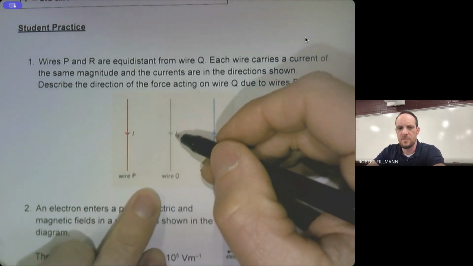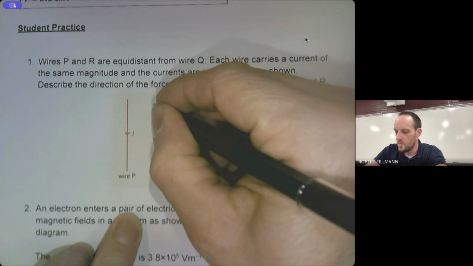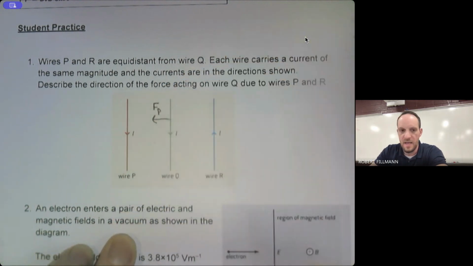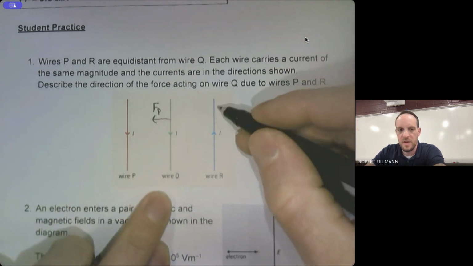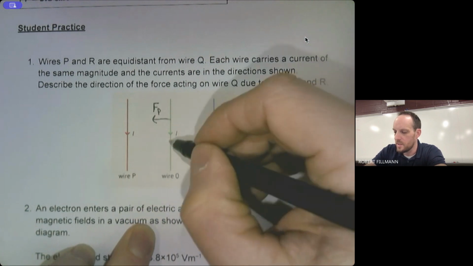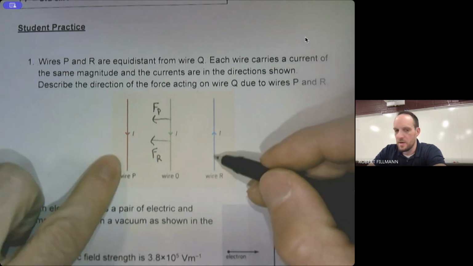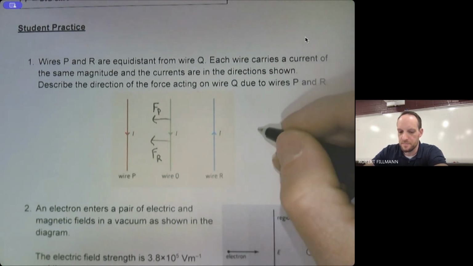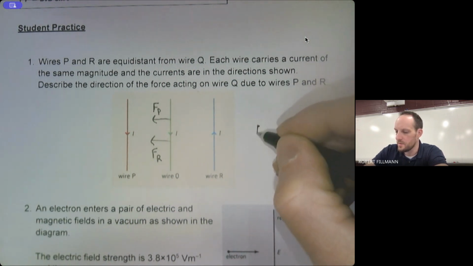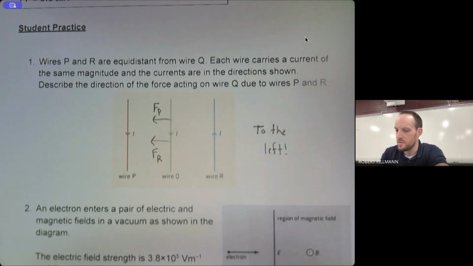Looking at how it interacts with P, they both are carrying current downward, so they're going to attract each other. It's going to get pulled toward P, so we'll call this the force from wire P, F_P. On the other hand, wire Q is carrying current in the opposite direction of wire R, so they're going to repel each other. So the force from wire R is going to be this direction. Now, these wires are going to push on each other too, but the question was only about what happens to this one. It gets two forces to the left. So we're asked the direction of the force on it. Rather than a canceling effect, it's a force to the left. The middle wire is definitely going to get pushed to the left by the other two wires.